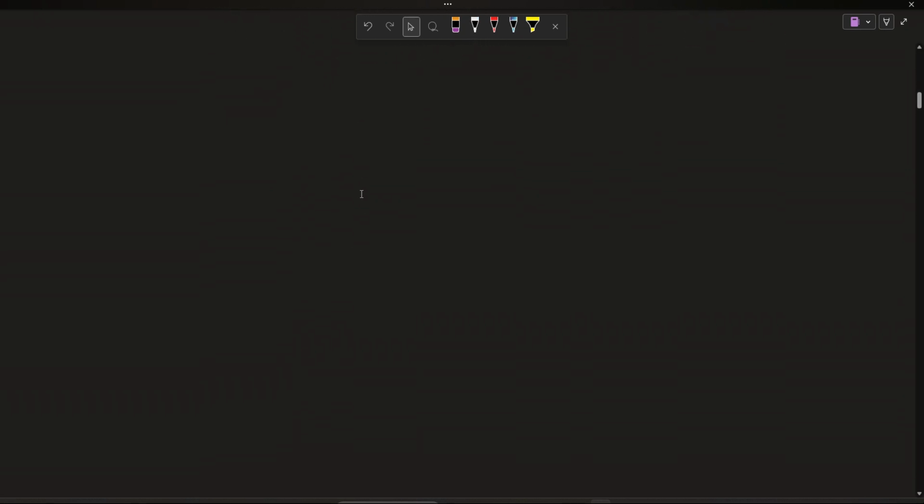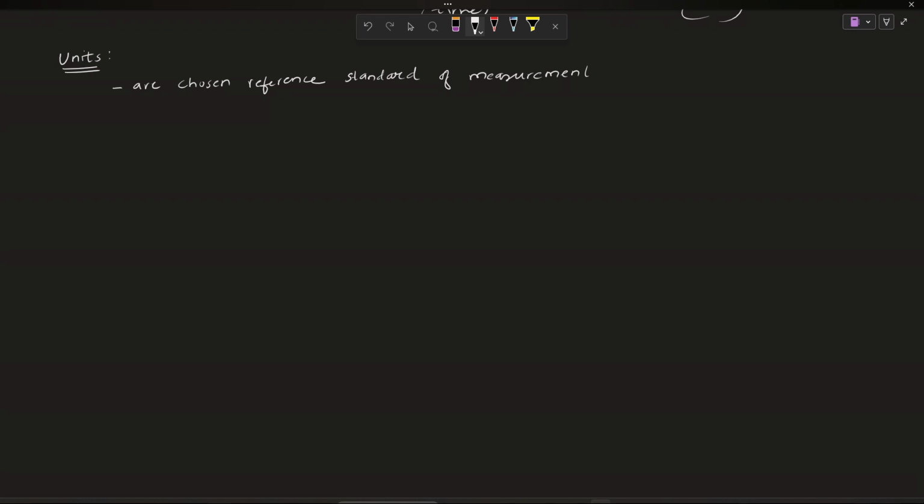Fundamental units. Now, what are units? Units are, and I actually told this in the starting itself, a chosen reference, a standard of measurement, by which we describe the quantity. Okay, so there are units.